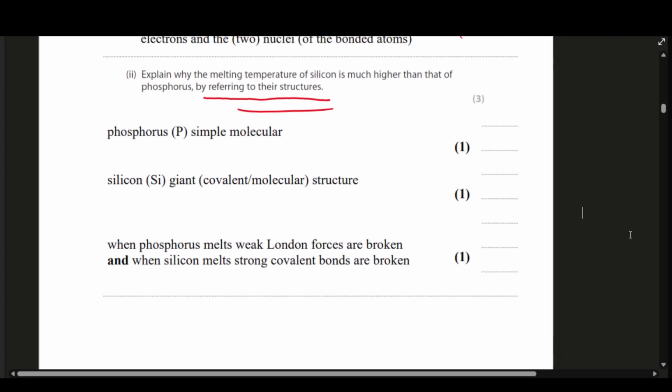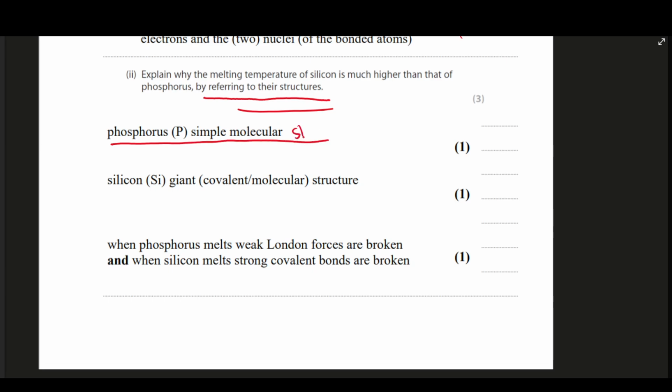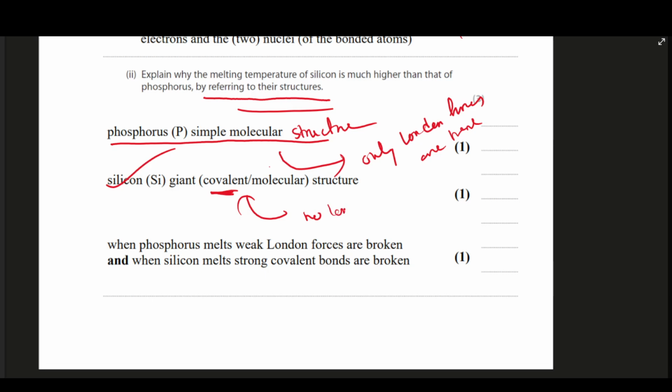Well, two things are pretty simple. First of all, phosphorus has a simple molecular structure, and silicon has a giant covalent structure. If you want you can give molecular, but it is better if you give covalent when you write giant. Silicon has a giant covalent structure. So when phosphorus melts, weak London forces are broken, and when silicon melts, strong covalent bonds are broken. This is very important. Remember, in simple molecular structures, only London forces are there. But in giant covalent structures, no London forces, just covalent bonds.